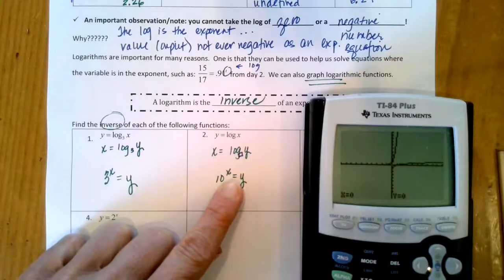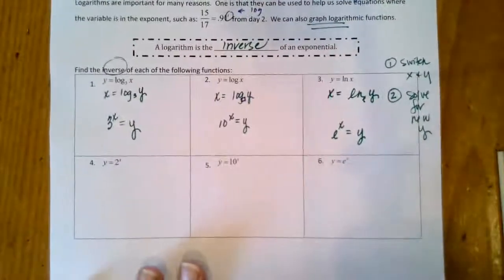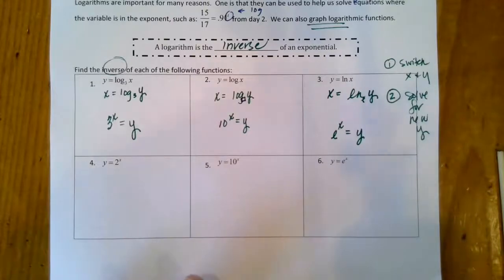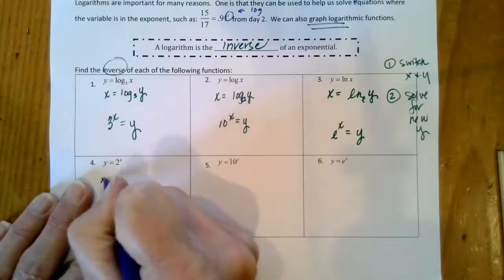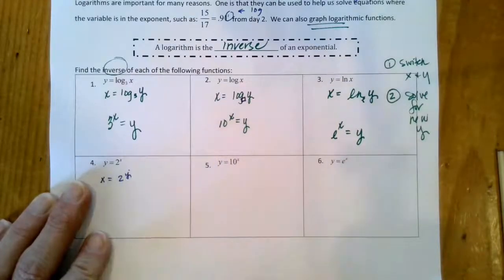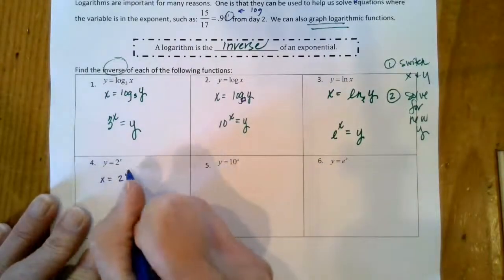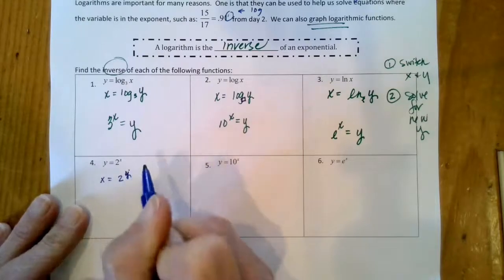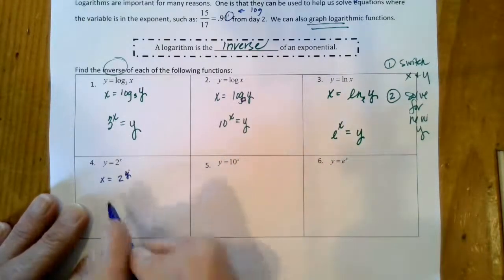Two separate equations. Okay, let's finish up looking at 4 and 5 and 6. They're asking us to find the inverse. So that means I swap my x and my y, and then I have to solve for y. Step 1, swap. Step 2, solve. So the only way to solve for a value in an exponential position is to take the log of it.